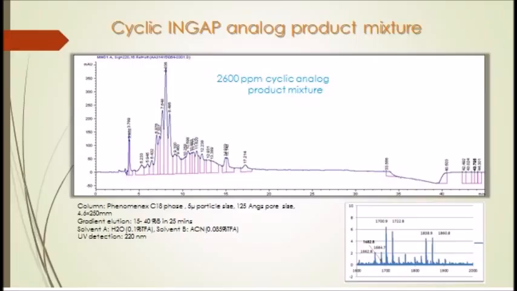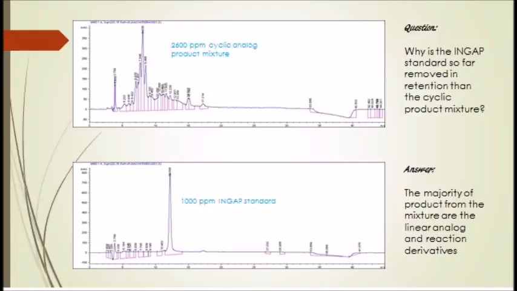unwantedly reacted linear analog. Now, this slide compares chromatograms of the cyclic analog mixture and the INGAP standard. All method parameters, instrumentation, column, etc. are identical. As there is very little cyclic product, let me just see if the assumption holds for the peaks. So notice a clear difference in retention between the INGAP peptide and linear analog cluster.